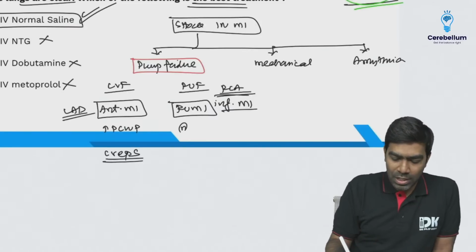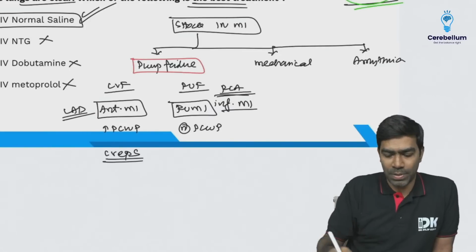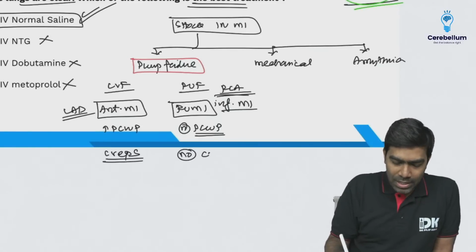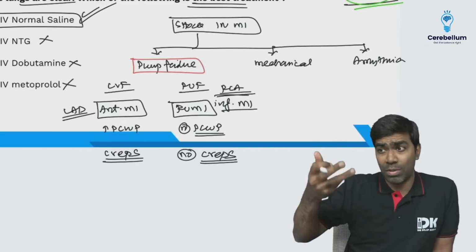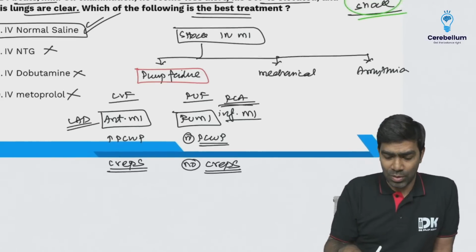What about PCWP? In a true RVMI, PCWP will be normal or even decreased because of right ventricular failure. Why? Because PCWP is a marker of left atrial pressure. And patients will not have crepitations. The patients will have a clear chest only, no crepitations whatsoever, because it's an RV failure. Blood is not even moving into the pulmonary circulation. How can I get crepitations in the first place? Clear chest. That's exactly what is occurring.